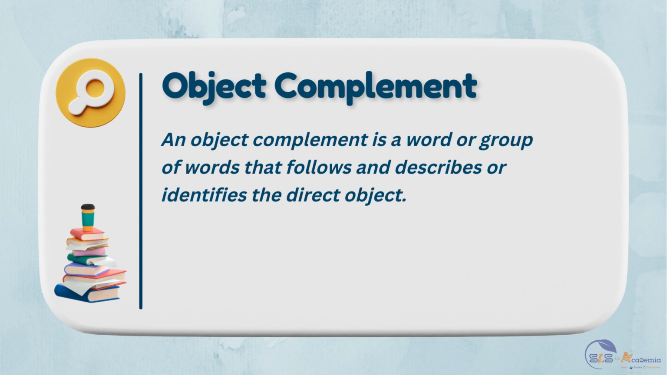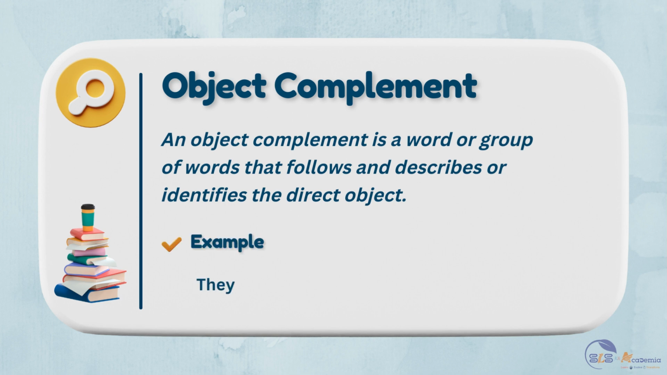Another type of complement is object complement. An object complement is a word or group of words that follows and describes or identifies the direct object. The object complement helps provide more information about the direct object, making the sentence more informative and complete. We will now examine some examples to gain a better understanding of object complements.